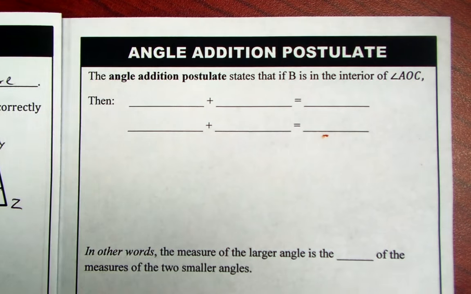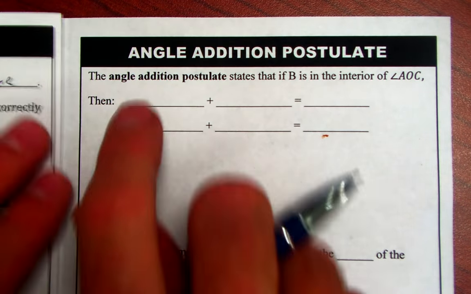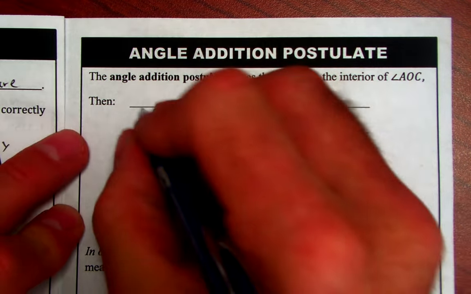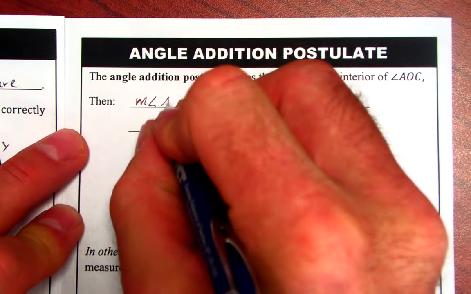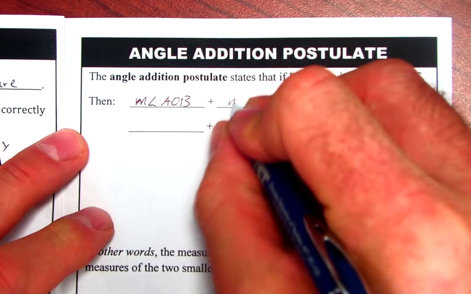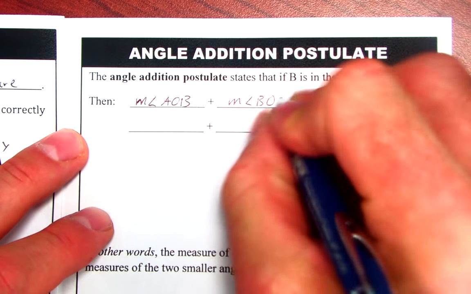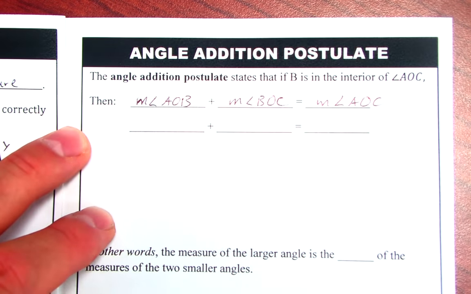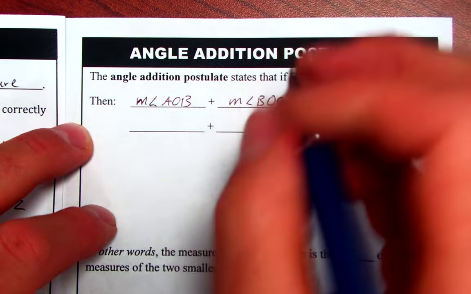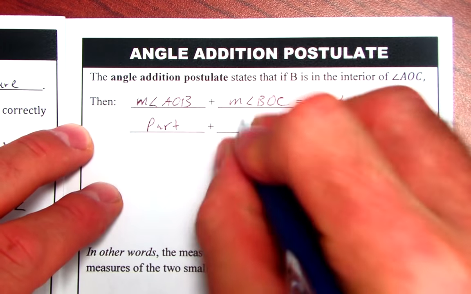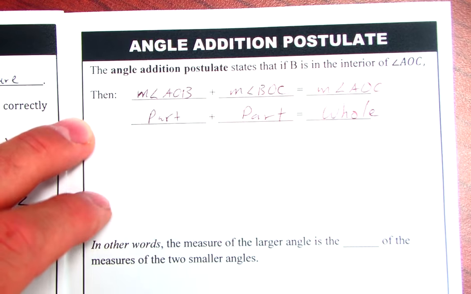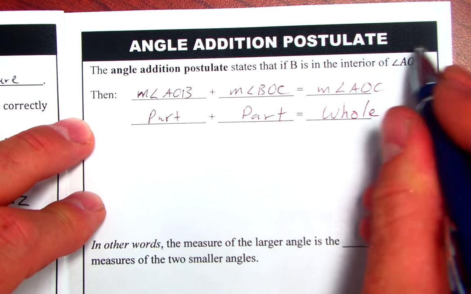The angle addition postulate. Again, like the segment addition, the parts add up to the whole. So the angle addition postulate states that if B is on the inside of the angle, then the measure of angle AOB plus the measure of angle BOC is equal to the measure of angle AOC. And I probably shouldn't have the diagram first to start, but you'll see it here in a moment. But this is a part plus part equals whole diagram.